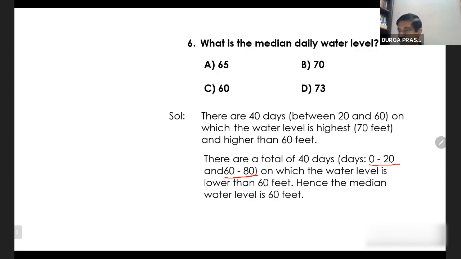See, one is 20 to 60. This is at 70 feet. Now another 40 days, 0 to 20 and 60 to 80, where water level is lower than 60 feet. Therefore, in between, if you take, the water level becomes 60 feet. Therefore, the median is option C.